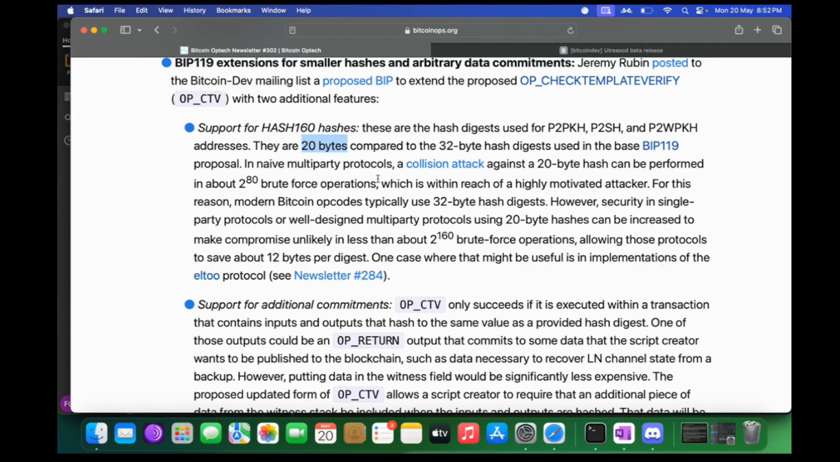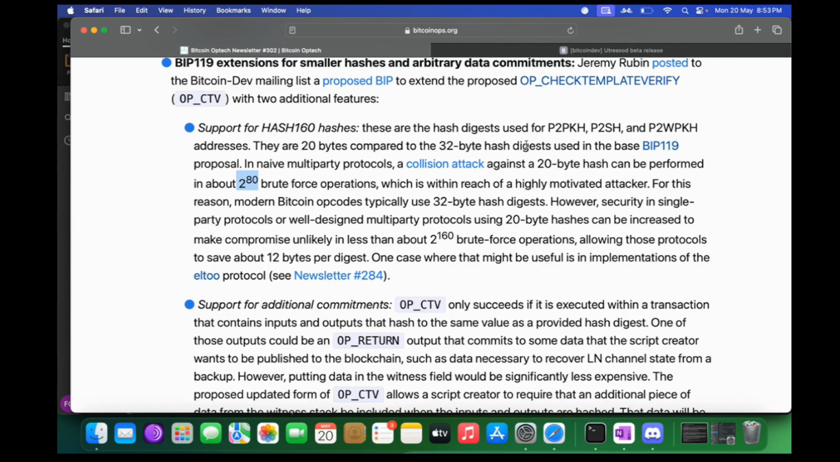In naive multi-party protocols, a collision attack against a 20 byte hash can be performed in about 2 to the power 80 brute force operations. Brute force is just randomly guessing. If you perform these many brute force operations, there is a chance of you cracking a 20 byte output. If I give you a 20 byte output and you brute force these many times, you can guess what the pre-image was.